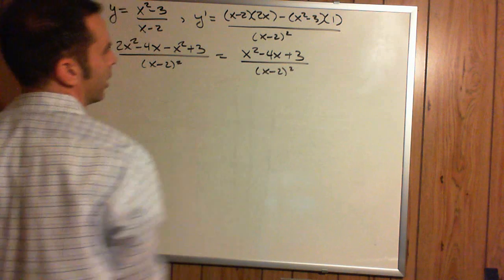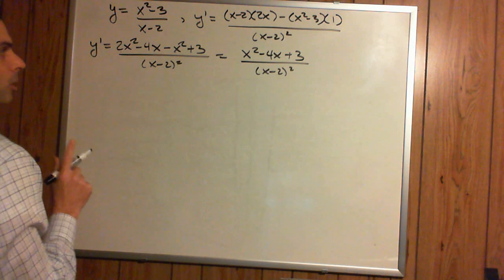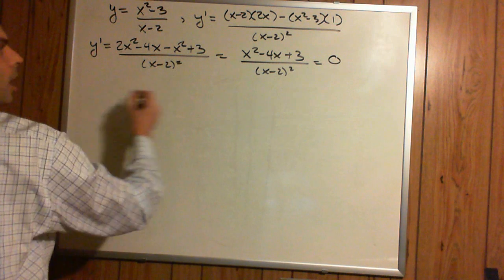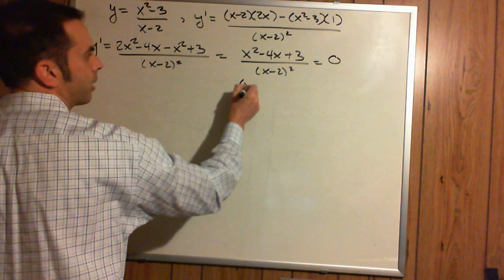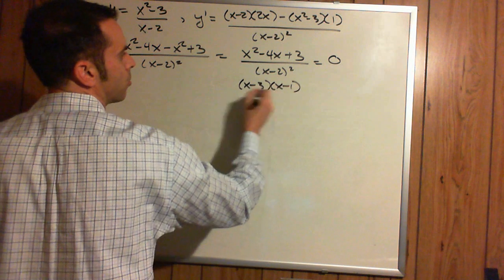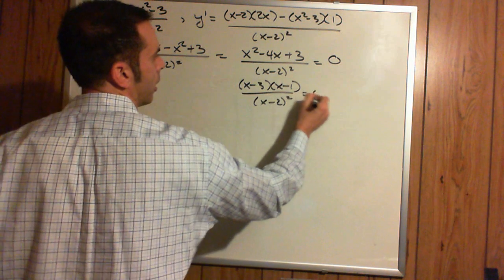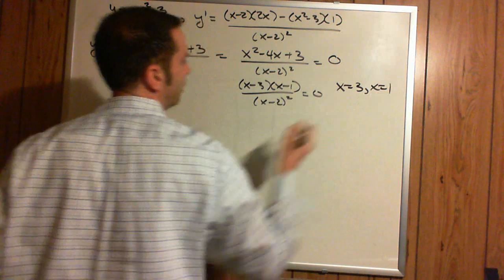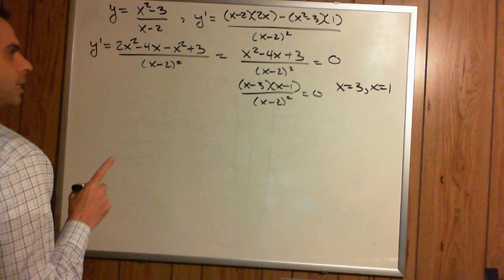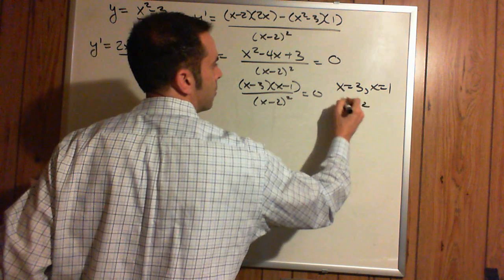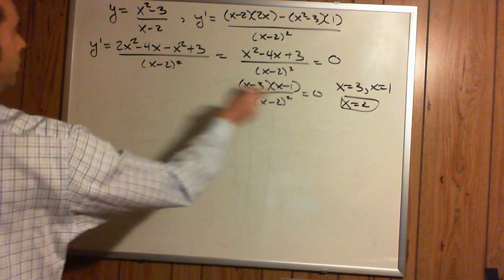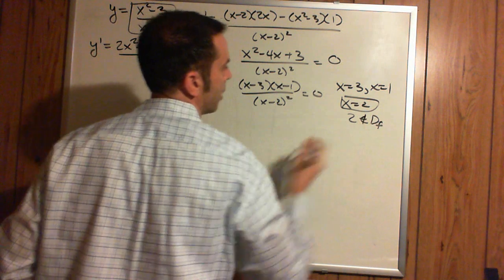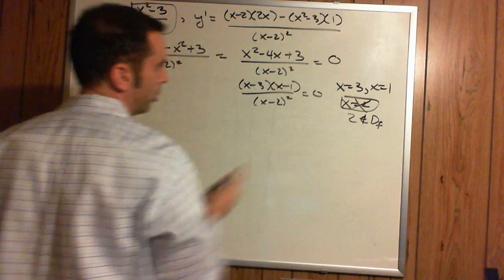And now in getting our critical numbers, we will set the derivative equal to 0. And the top would be equal to 0. Well, let's factor it. X minus 3 times x minus 1 all over x minus 2 squared. So we can easily see that the top is equal to 0 when x equals 3 and x equals 1. The derivative is undefined when x equals 2. But if you go back to the original function, which is up here, 2 is not in the domain of f. So therefore that's not a valid critical number.